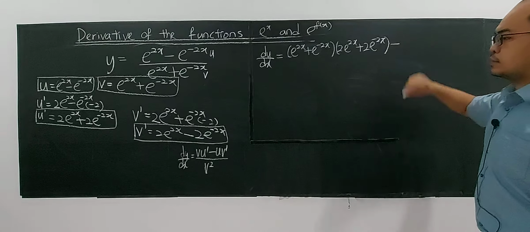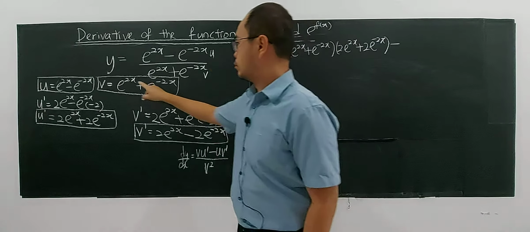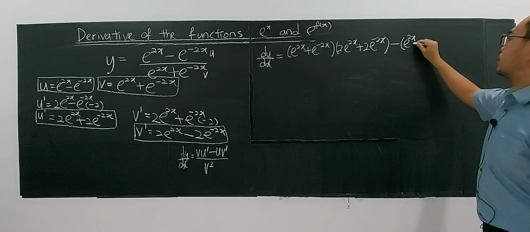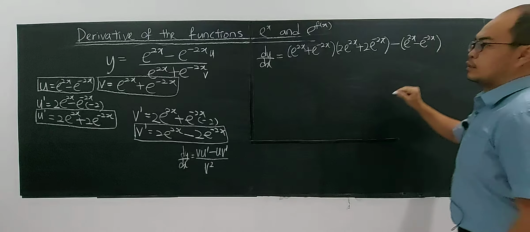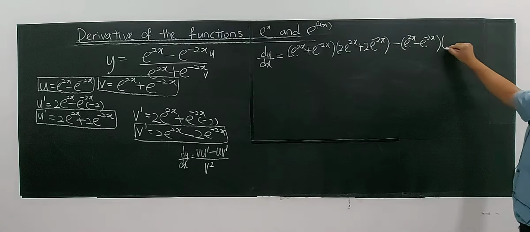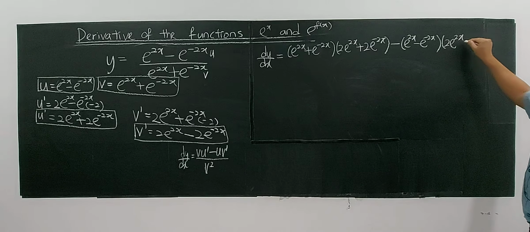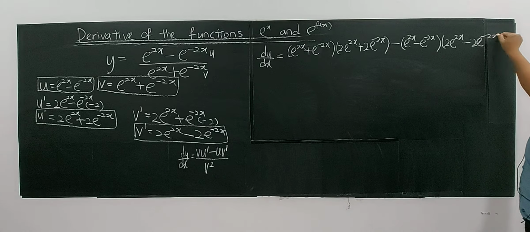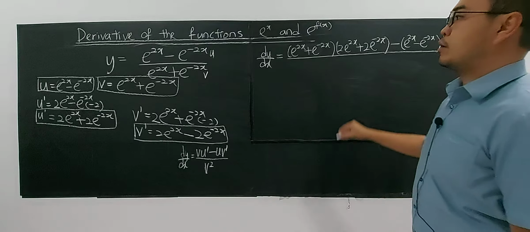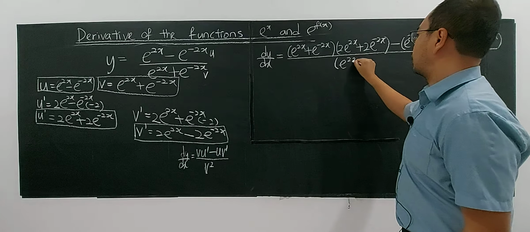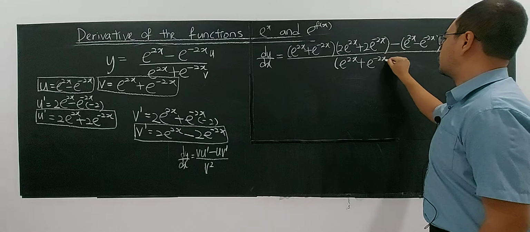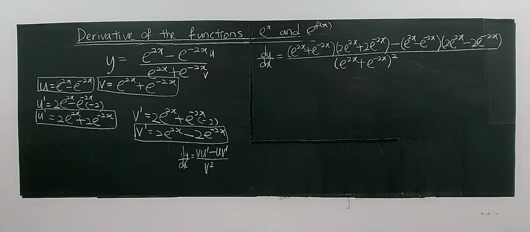So later, minus u, (e^(2x) minus e^(negative 2x)), times v prime, which is 2e^(2x) minus 2e^(negative 2x), everything divided by v squared, (e to the power of 2x plus e to the power of negative 2x) to the power of 2, right?